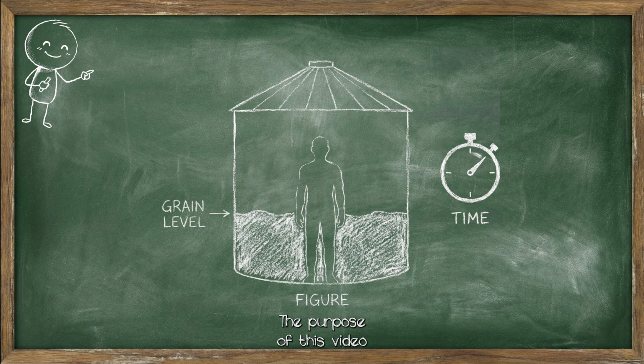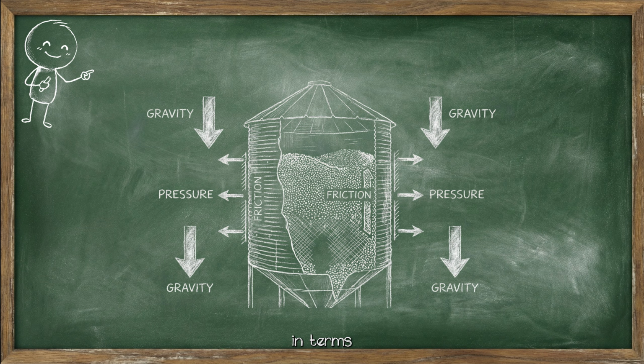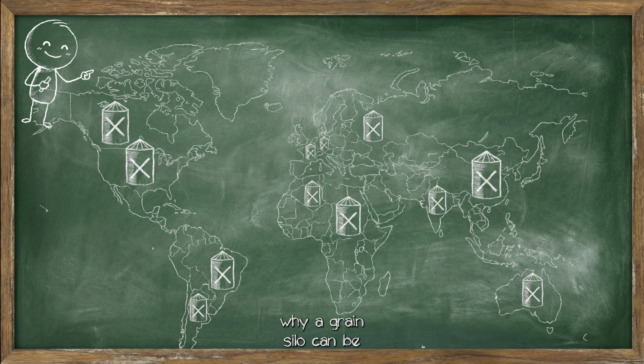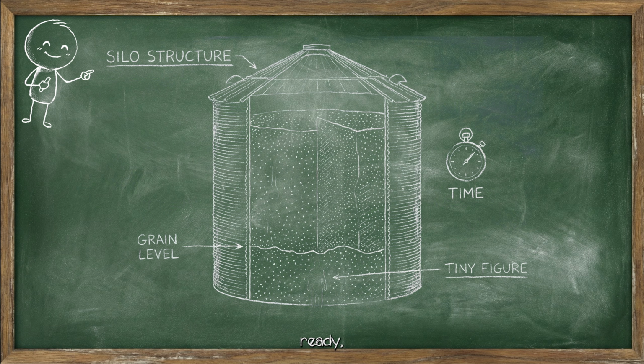The purpose of this video is not to tell you a terrible story. Instead, it's prepared to help you understand, in terms of the laws of physics, why a grain silo can be so deadly. Because these accidents are horrific but preventable. To prevent them, we must first understand them. If you're ready, let's begin.